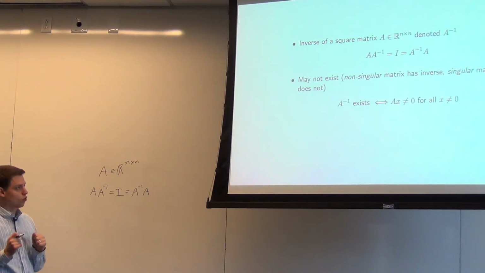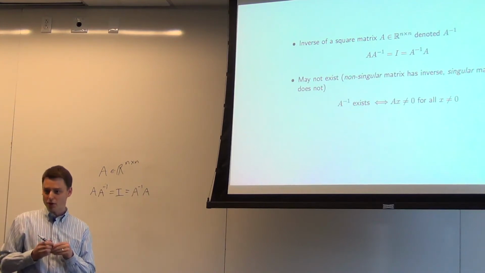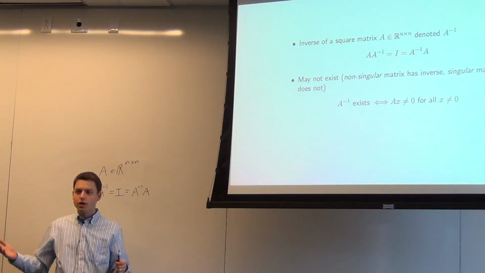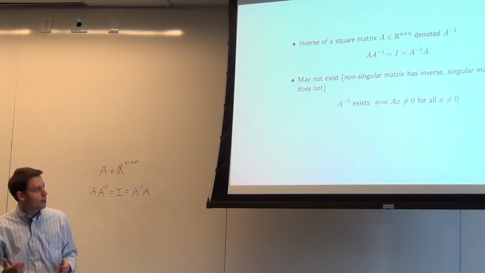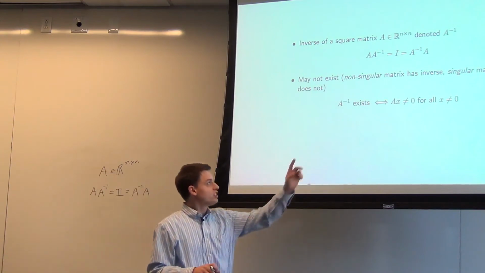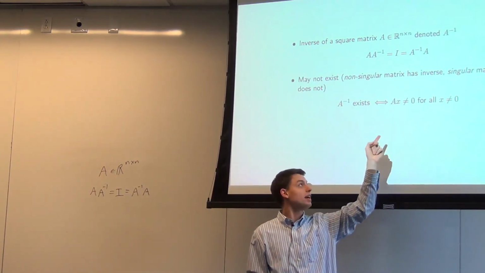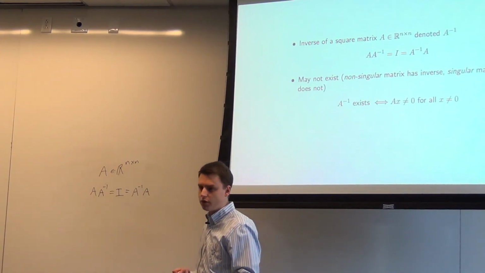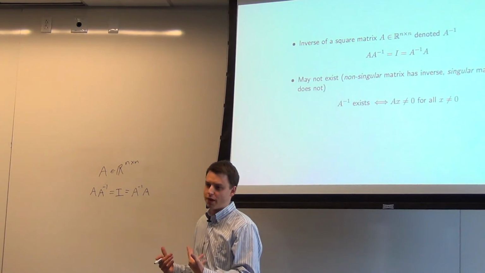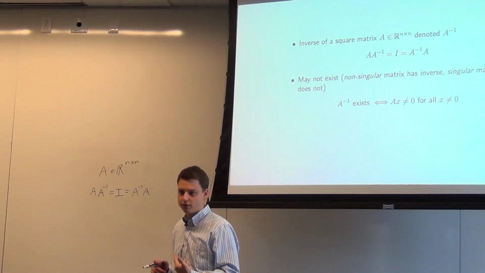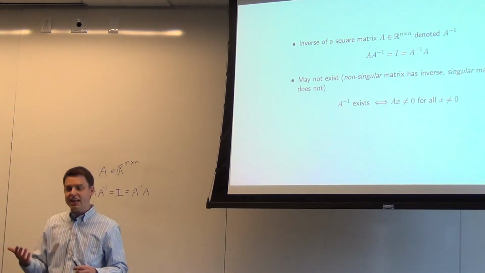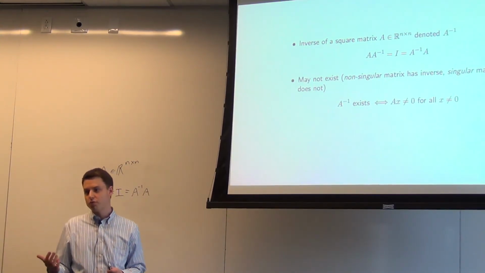Now, a couple of comments. First of all, the inverse may not exist. There are all sorts of conditions that are required for it to exist. They're all equivalent, of course. One of the simpler ones is that A inverse exists if and only if A times a vector x cannot equal 0 unless x is the 0 vector. Of course, if x is all zeros, then A times x equals 0. But for any other x, that can't be true.